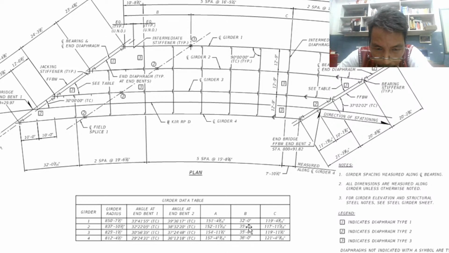For example, here, B is 32, C is 119. So, 119 plus 32 is 151. So if you add B plus C, it is equal to A. So, the answer is 151 feet and 4 and 3/16 inches. Okay?